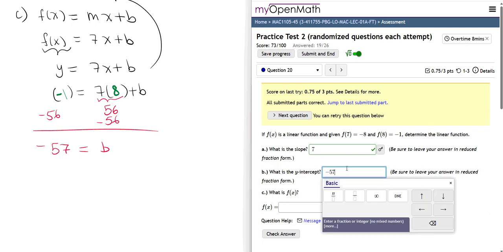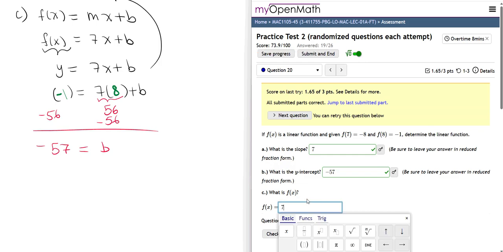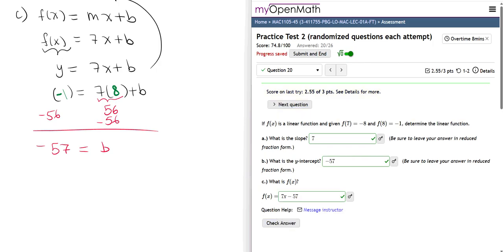Oh, I'm in overtime. Cool. I still have some time here. All right, good. Now, that means that f of x is going to be the slope times x minus the y-intercept, or plus the y-intercept.